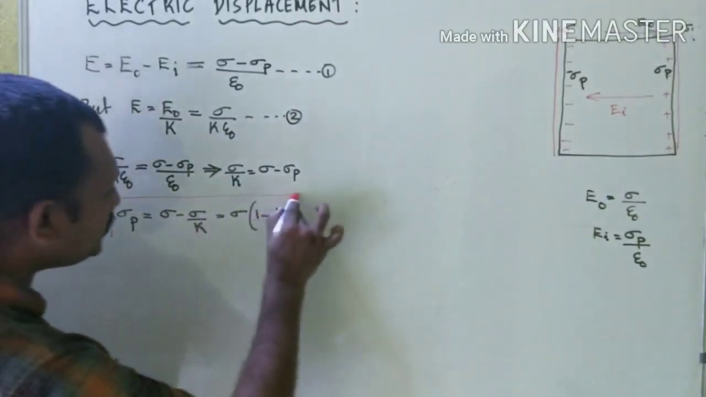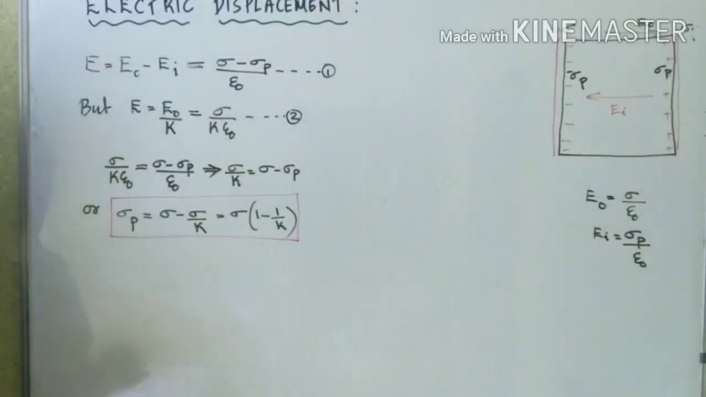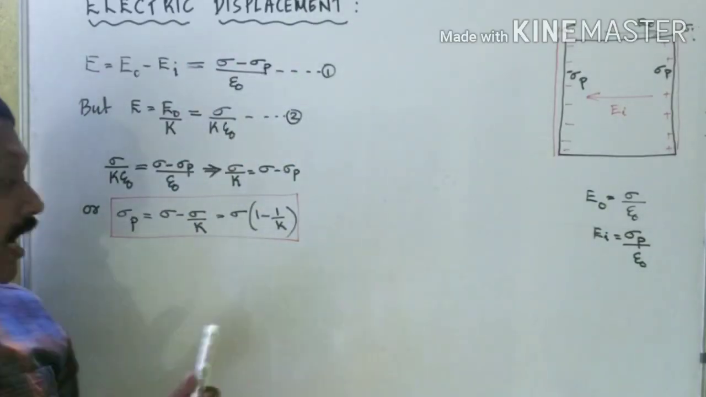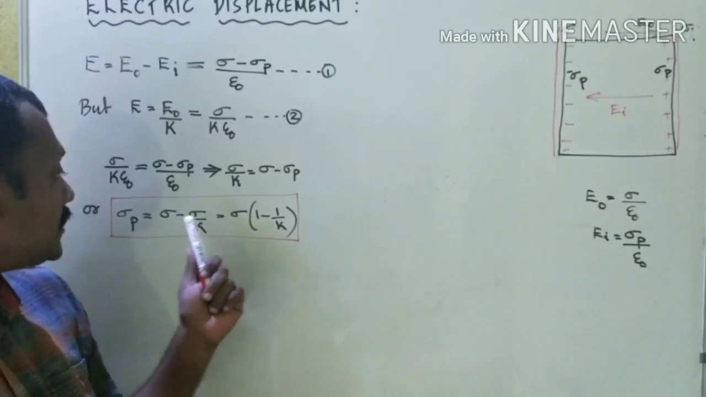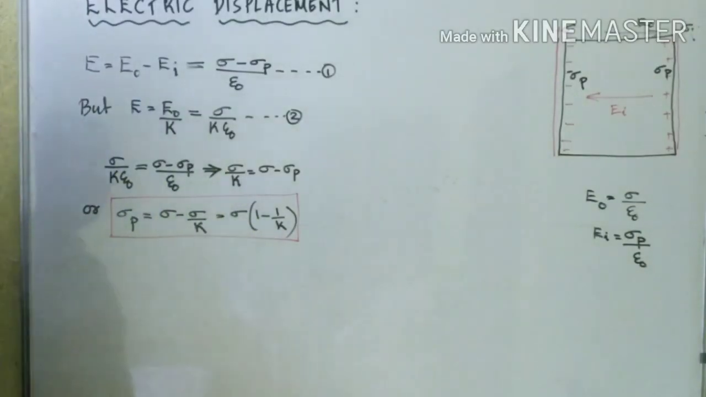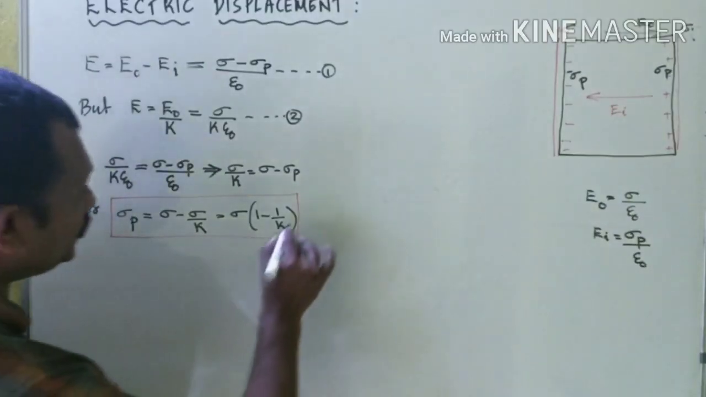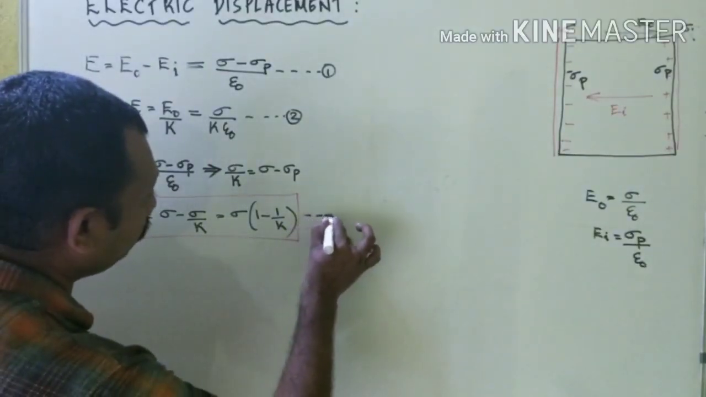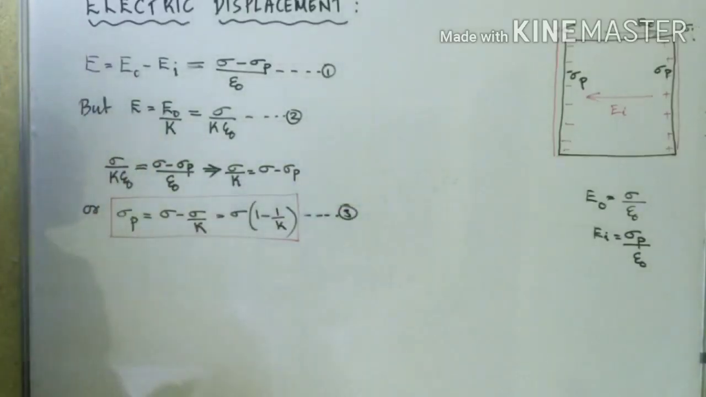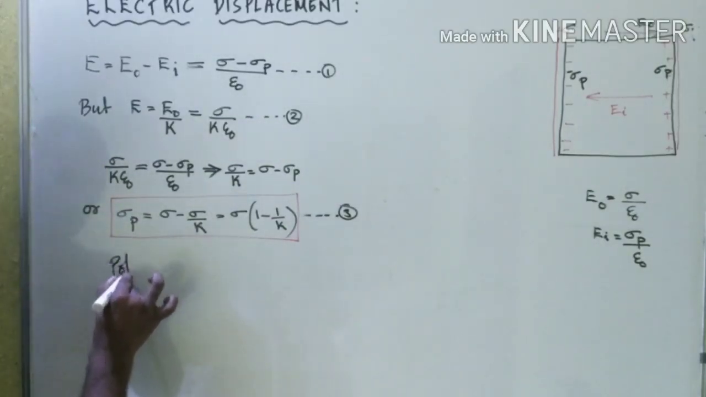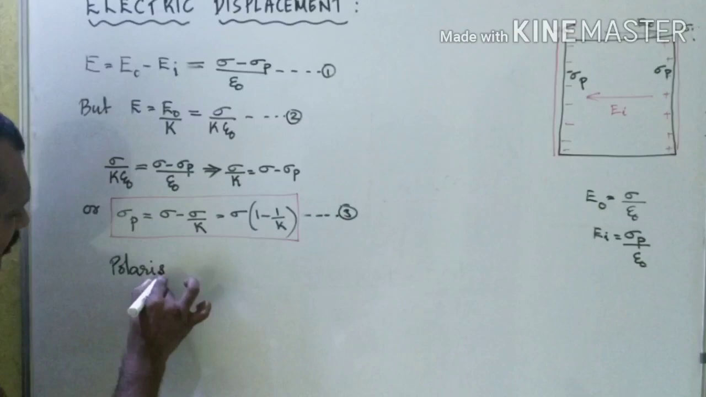The induced surface charge density in terms of the surface charge densities of the plates is obtained as sigma p is equal to sigma into 1 minus 1 by K. Hope this is clear, and let us take it as equation number 3. This is a very, very important equation. Please understand this. Now the next thing we are going to discuss is what we have discussed earlier, that is polarization.